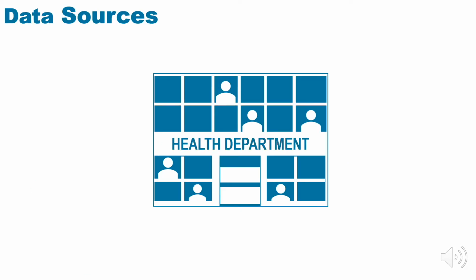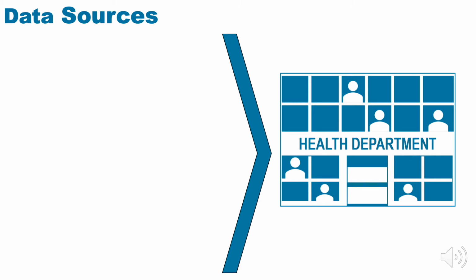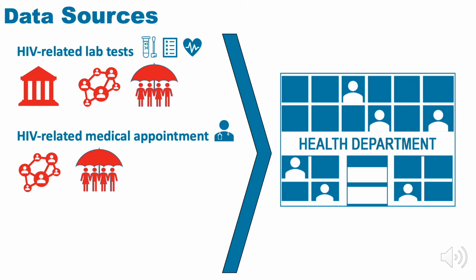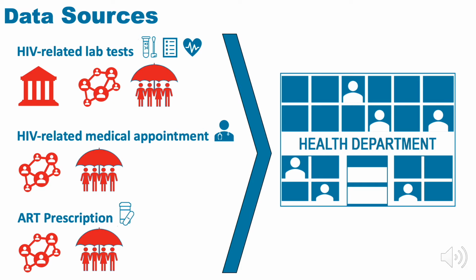All of this data comes into the surveillance department here at the Texas Department of State Health Services. There are three key data points that we monitor to help us understand what HIV health outcomes look like. First, we collect information on anyone who has had an HIV-related lab test, including reactive positive antibody tests, CD4 tests, or viral load tests. We get this from required health reporting, programmatic data reporting, and insurance reporting. Second, we collect information on anyone who has had an HIV-related medical appointment. We get this from programmatic data reporting and insurance reporting. Finally, we collect information on anyone who has an ART prescription. We get this from programmatic data reporting and insurance reporting.